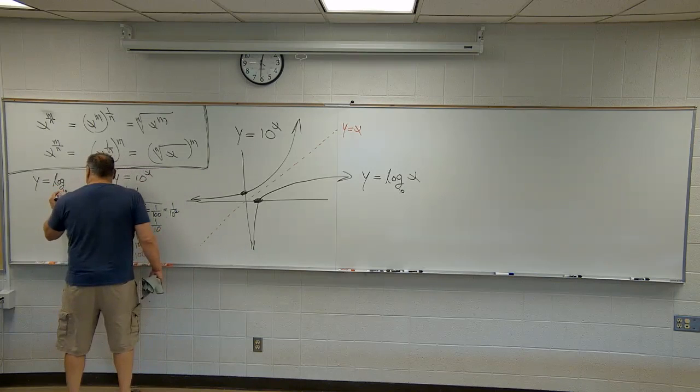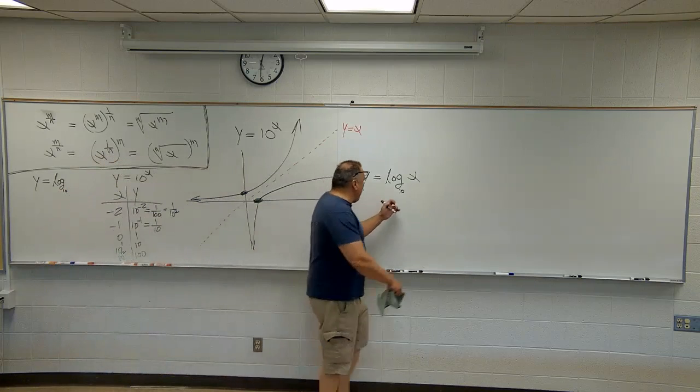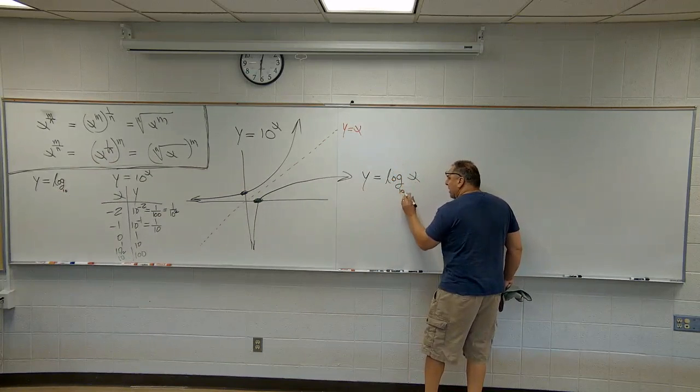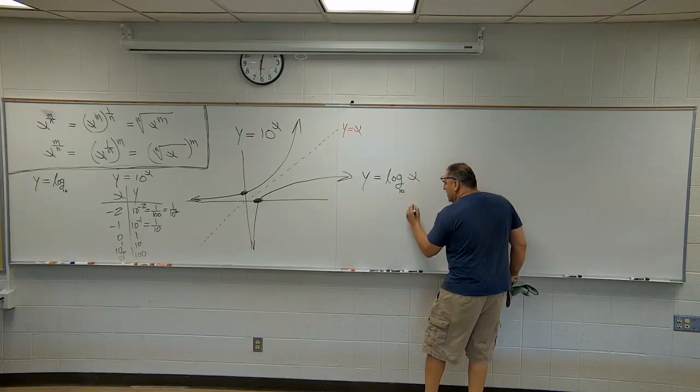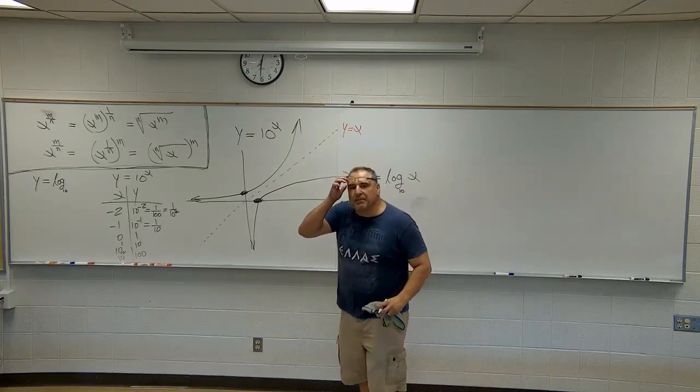Log base 10. Now, that 10 is just a bookkeeping mark, guys. This 10 right here does not mean 10 to the x. You're not going 10 to the x right here. This is just bookkeeping, because somewhere else it might be something different.